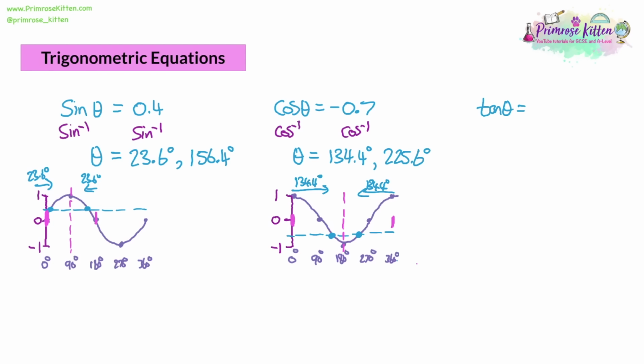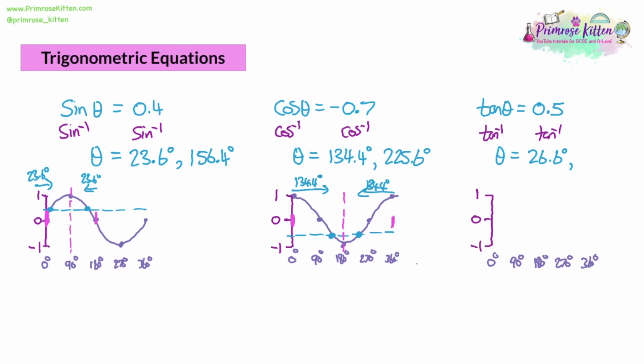We can do this with tan as well. So let's have a look at tan theta equals 0.5. We do the inverse of tan to both sides, and that gives us that theta is equal to the inverse tan of 0.5, which is 26.6 degrees. Again, this is only our first answer, so we need to draw the graph to figure out what the second answer is. The calculator only gives one answer. So set up a y-axis for your curve between negative 1, 0, and 1. Set up an x-axis, 0 degrees, 90 degrees, 180, going up in 90 degree increments. And then sketch the curve.